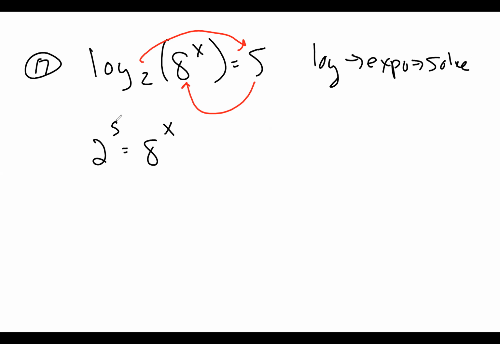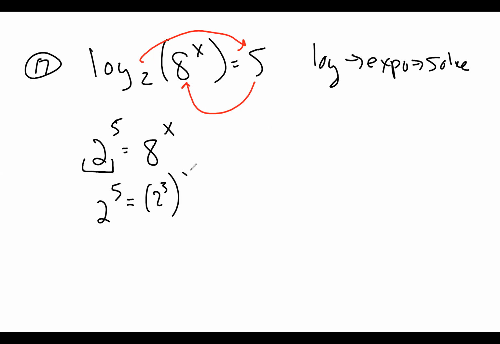We can't just set 5 equal to x because our bases are not the same. We've talked about how the number 2 is a solid base. I cannot change that. So my question is, can I somehow take the number 8 and turn it into base 2? In other words, 2 to the what gives me 8? Is that possible? 2 cubed. Yeah. And so what I'll do is I'll rewrite the number 8 as 2 cubed.